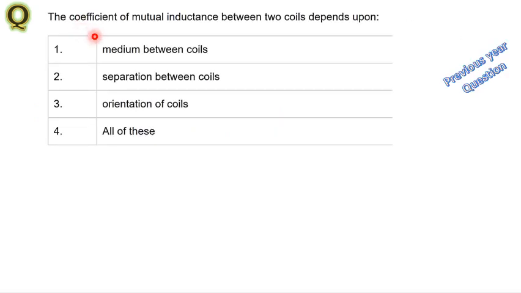This problem is concept oriented. Even in the previous year question paper they asked direct, theoretical questions. The coefficient of mutual induction between two coils depends on the medium between the coils, the separation between the coils, and the orientation of the coils. This is the concept here.